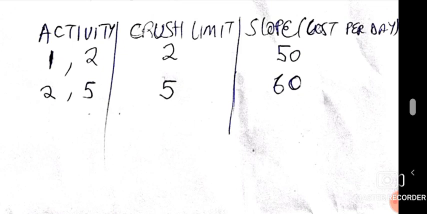So before you start reducing the activities, there are 2 of them, 1 to 2 and 2 to 5. Which one do you start with? There's always a procedure. You just don't pick any. What happens is that we look at the cost per day. Which of those has the least cost per day? It's activity 1 to 2. That will be the one that we start with in terms of crashing. Okay, so let me share a screen and illustrate all this.